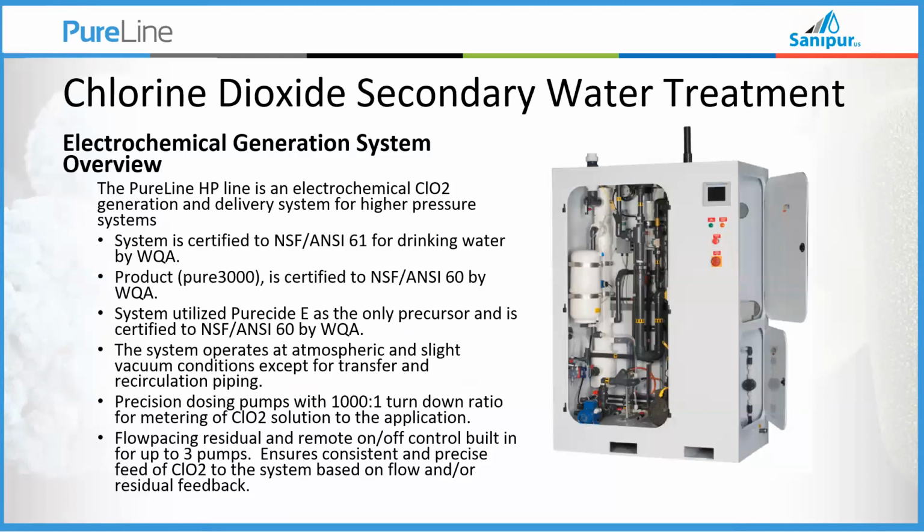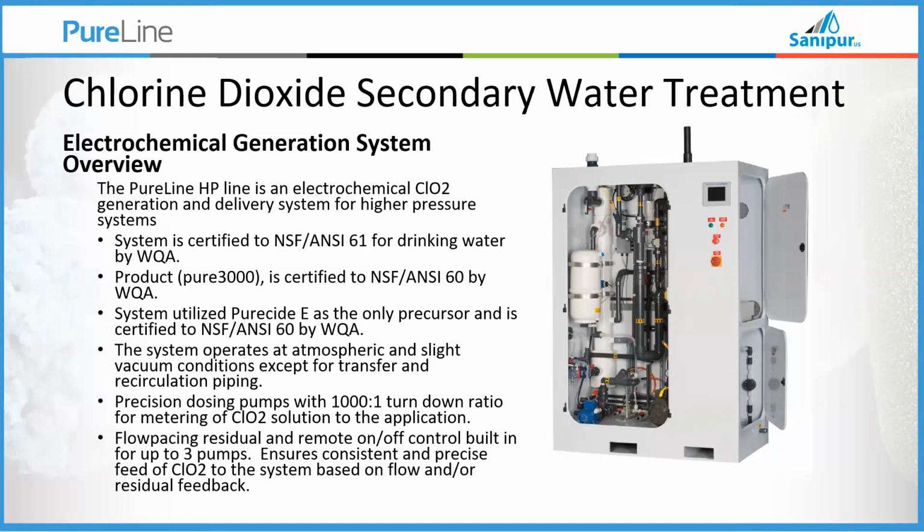From a generation perspective, this is an example of an electrochemical generator. This is the HP series from PureLine, which is NSF/ANSI 61 certified for the generator, and the product it produces, which is Pure 3000, is NSF 60, all third-party certified. These systems utilize a sodium chlorite solution called Puricide E, which has ANSI/NSF 60 certification as well.